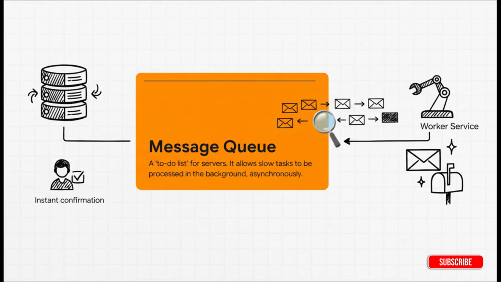So the solution here is to work asynchronously. It's a key concept. When you place your order, the server instantly sends a success message back to your screen. At the very same moment, it just adds a little note, a send email task, to a message queue. Think of it like a to-do list for the servers. Then, a separate worker service is always checking this list, it picks up the task, and sends the email behind the scenes. You get a super fast response, and the important work still gets done.